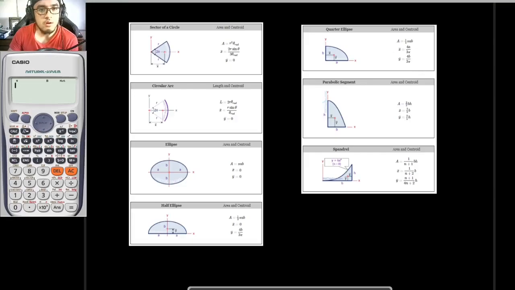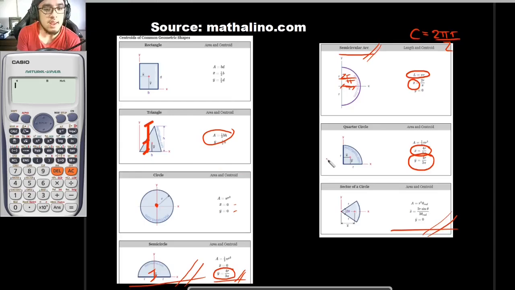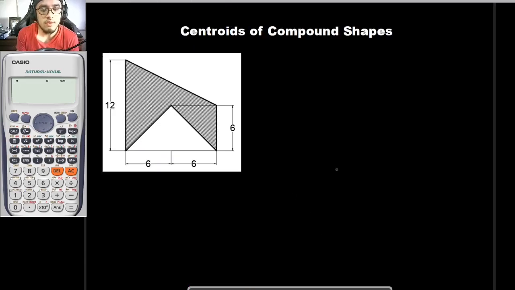So if you are to solve for the centroid of one of these basic shapes right here, it is just a matter of direct substitution. For example, if you only want to get the centroid of a rectangle, just substitute your base and your depth in these formulas right here. And if you want to get the centroid of a certain quarter circle, just substitute your radius in these formulas right here. But what if we are to deal with compound shapes?